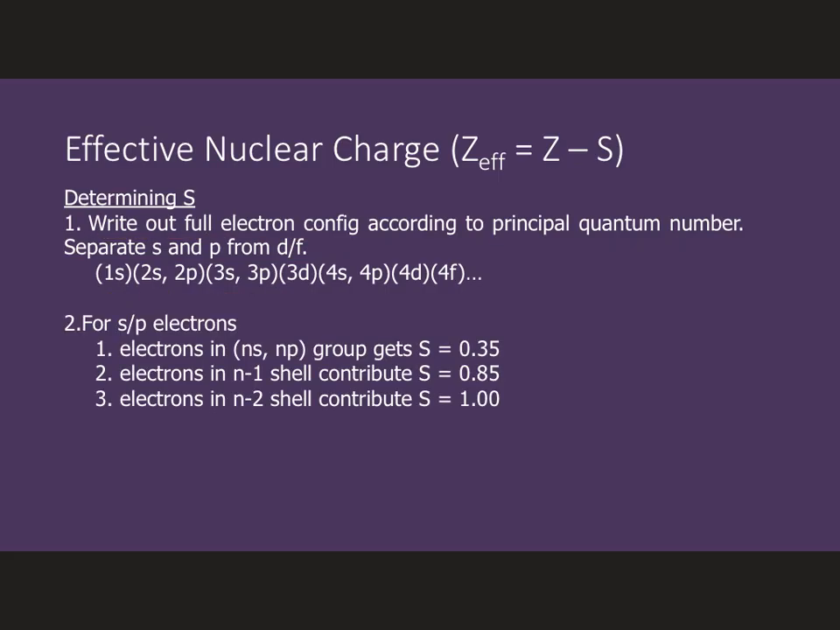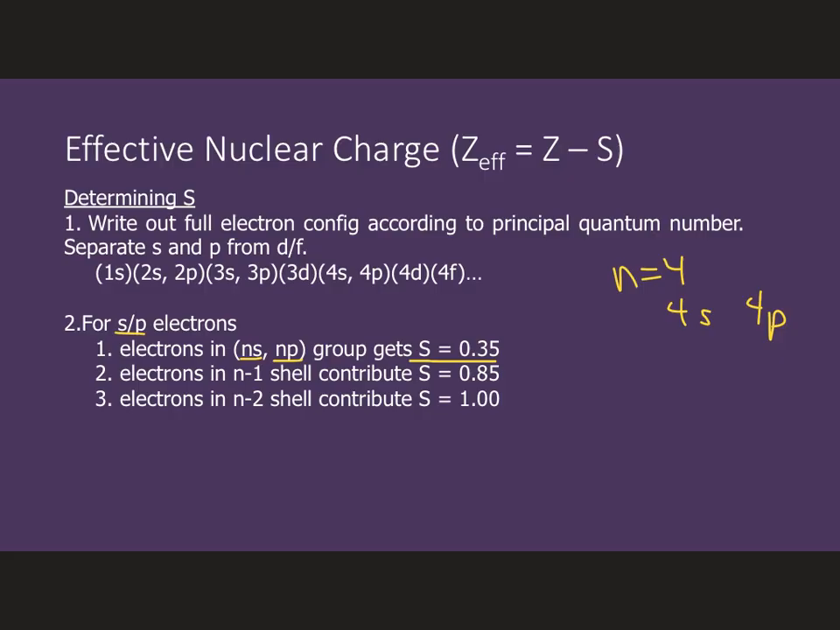Now, the reason we're grouping these in such a way is that they all have different effects on the nuclear charge. If we're looking at just s and p electrons, when we are looking at an np electron, meaning that we are in that quantum shell, so perhaps we're looking at an electron in the n equals 4 state, I would be dealing with the 4s and 4p here. Those electrons contribute to shielding by 0.35 apiece.